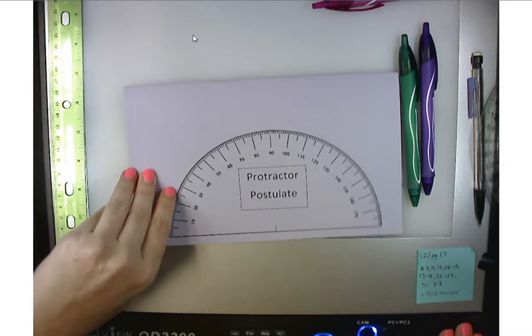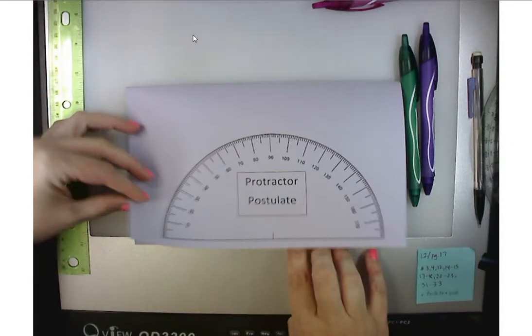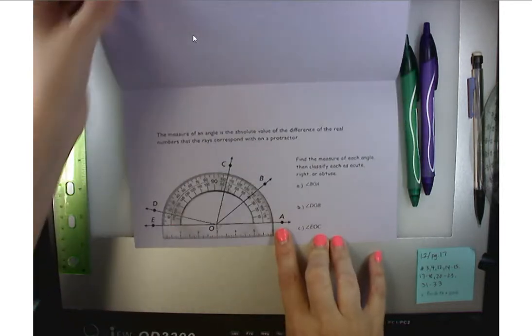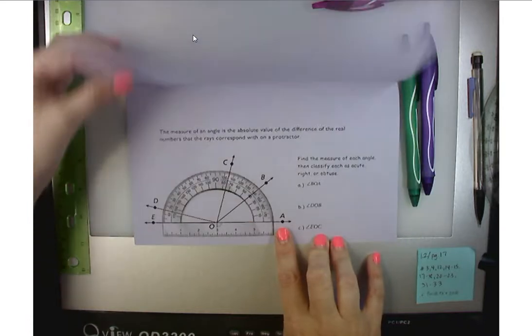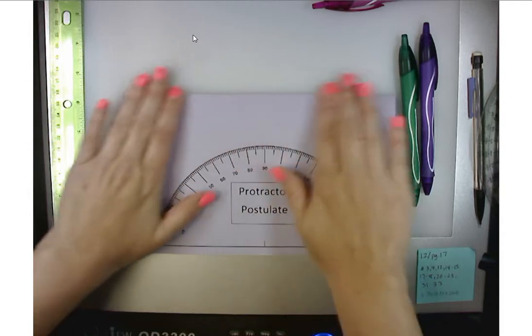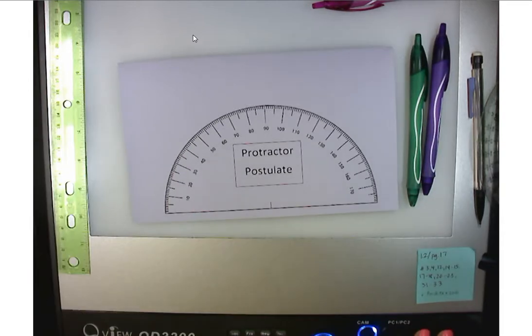If you're not sure, it's also going to be the way that makes sense so that when you open this, you can see the protractor. Which protractor, though? Well, look, you can see both of them. All right, so then your protractor postulate.